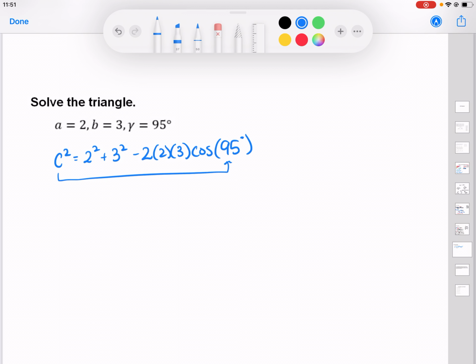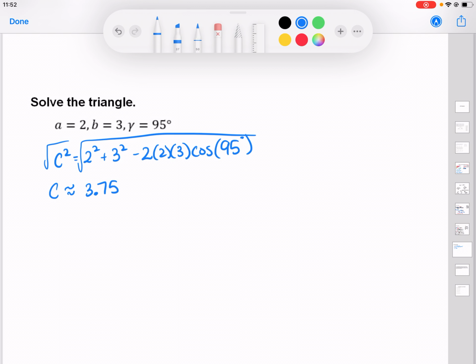So notice those are corresponding. That should happen. If not, it shouldn't be a law of cosines. So I'm going to just type it all in. I'm going to take the square root of all of that. And when you type it into your calculator, you get about 3.75.